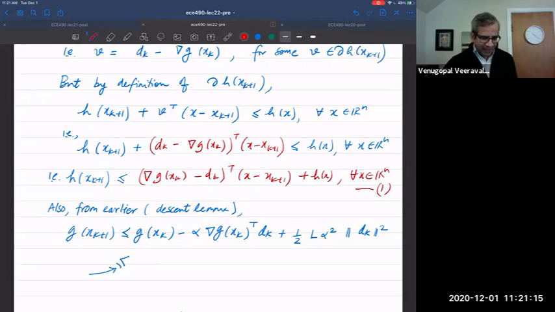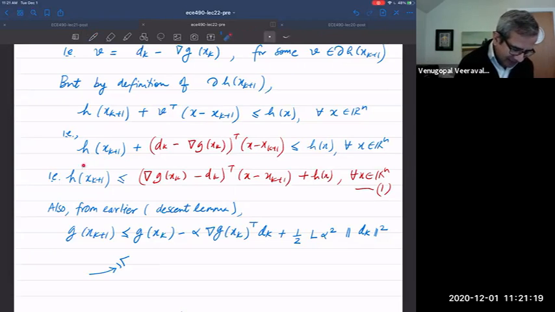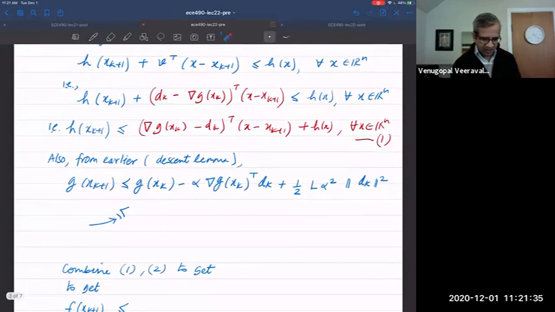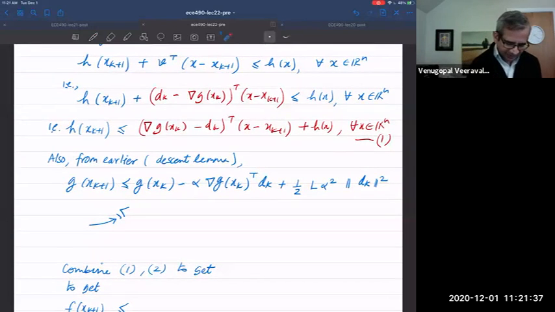And we're slowly getting there. So we now have something here. This is the h part of it at the new iterate. But we already, from the descent lemma, had the g part at xk plus 1 in terms of g of xk, right? So let's use that. And then we'll exploit the fact that g is convex.